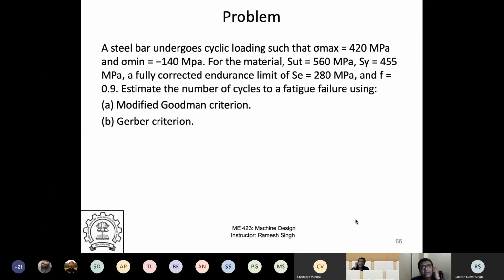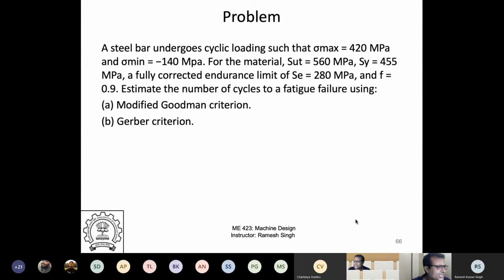I have a steel bar that undergoes cyclic loading, right? So sigma max is equal to 420, sigma min is equal to minus 140. For this material, SUT is 560, SY is 455, and fully corrected, I'm not giving you any corrections here, my fully corrected endurance limit SE is 280 MPa, F is 0.9. Now estimate the number of cycles to a fatigue failure using the modified Goodman criterion.